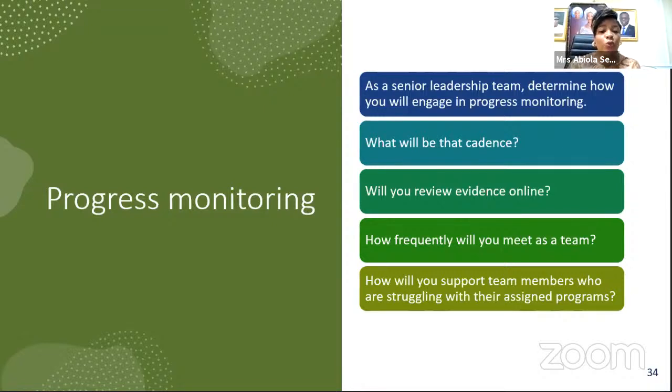Okay, so will you review evidence online? How frequently will you be able to meet as a team? Thank God for technology now. On a normal day, we would be in a big hall and everyone would be there present. But thanks to technology, you are actually able to meet your team more frequently by getting on Zoom or WhatsApp video or Microsoft Teams to be able to meet. Okay, so how frequently will you be able to meet depending on the needs of your school and the resources that are available to you?